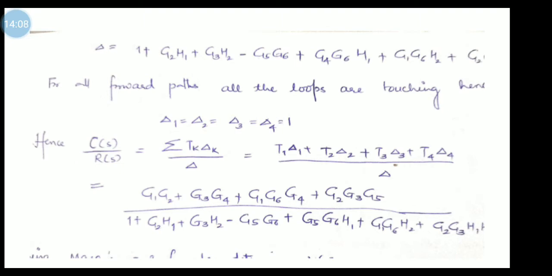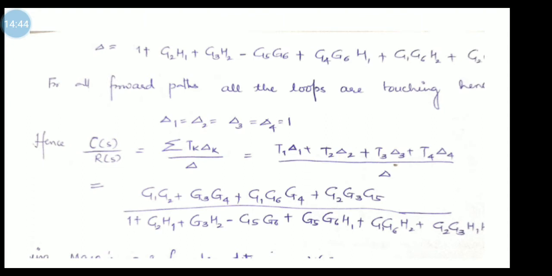So for all forward paths, all the loops are touching. Hence, delta 1 is equal to delta 2 is equal to delta 3 is equal to delta 4 is equal to 1. Now, C of S by R of S is summation of Tk delta K by delta. So we can write it as T1 delta 1 plus T2 delta 2 plus T3 delta 3 plus T4 delta 4, by delta. So substitute T1 delta 1, T2 delta 2, T3 delta 3, T4 delta 4, and delta.